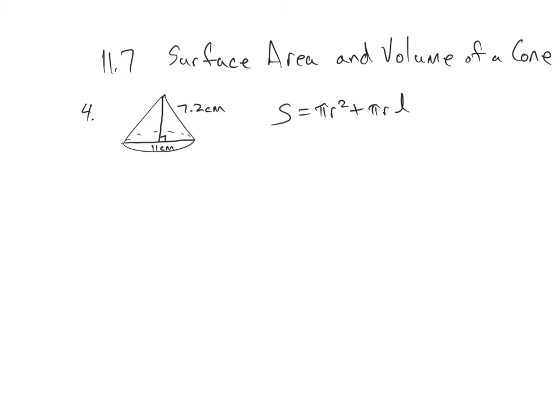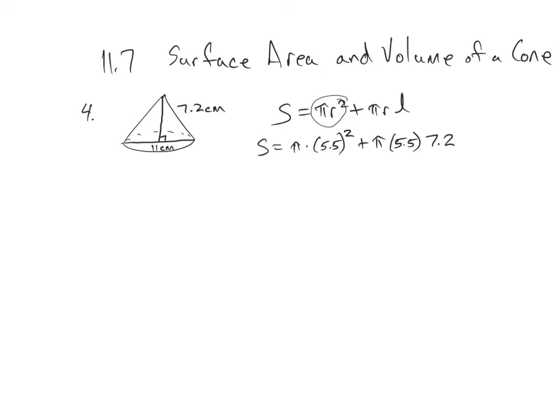So all we got to do is figure this out. Now you should notice something about this. The pi r squared is the area of a circle, and pi r L is close to that, but now you just fill everything in. So the surface area, number 4, is pi times the radius, which in this case is 5.5, half of 11. The diameter is 11, so the radius is 5.5, squared, plus pi again times the radius, 5.5, times the slant height, 7.2. Okay, so I put parentheses around there just to make sure nothing's running together.